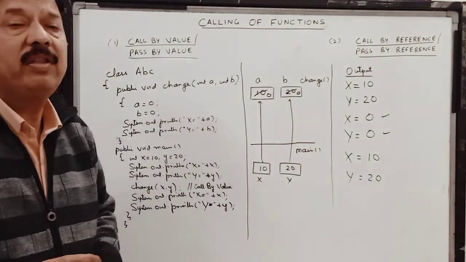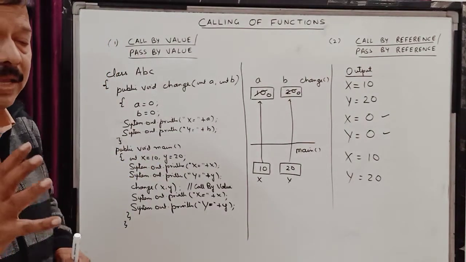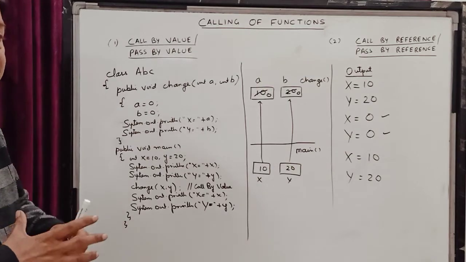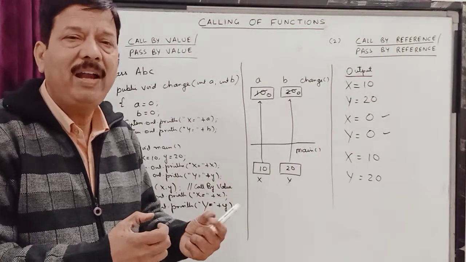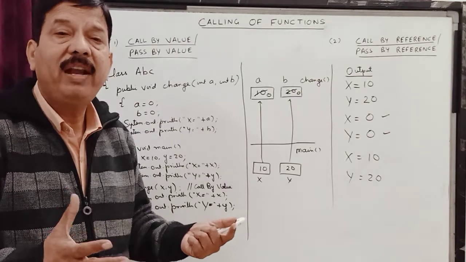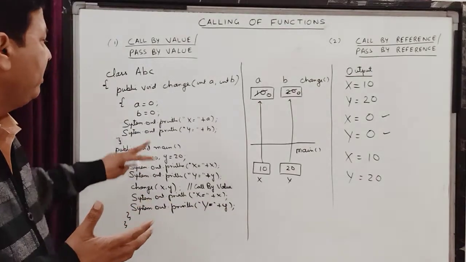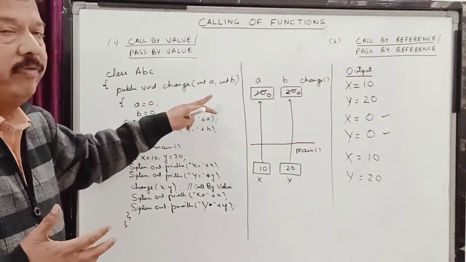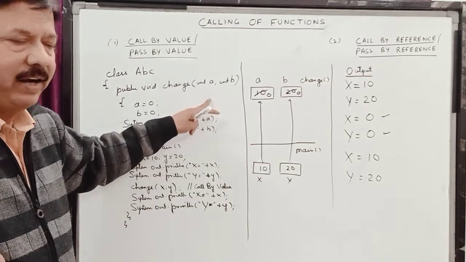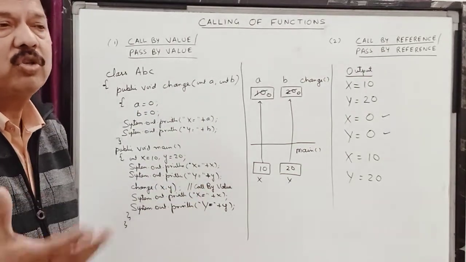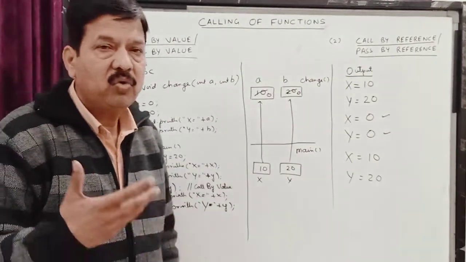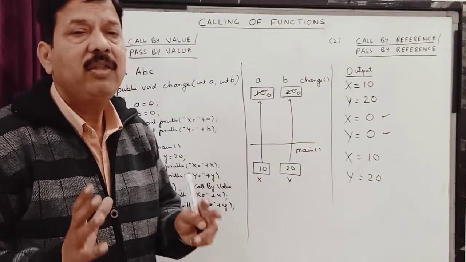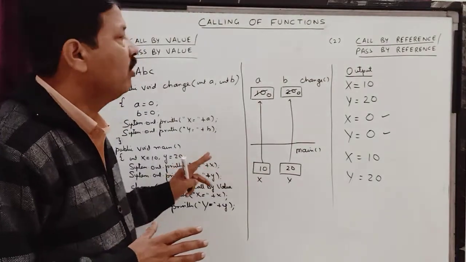So I hope, children, this method of calling is clear. This method of calling is useful in those places where we want to use the value, but we don't want its value to be changed. As you can see, this function change has changed the value of the formal parameter, but it has not reflected back to the actual parameter. So in those programs where we want the actual values not to be changed, we use call by value.